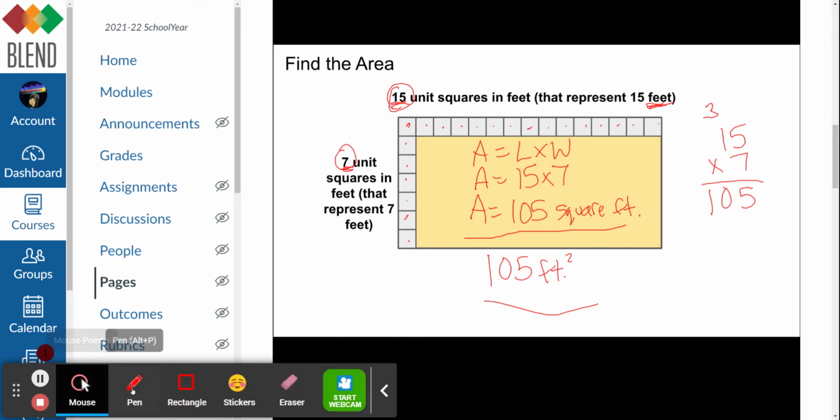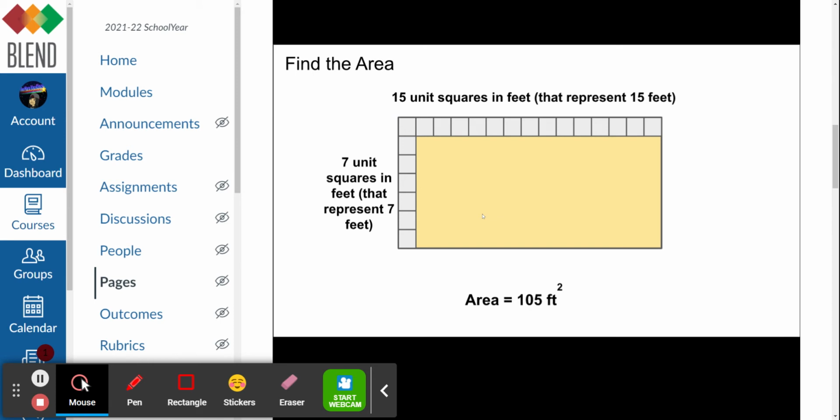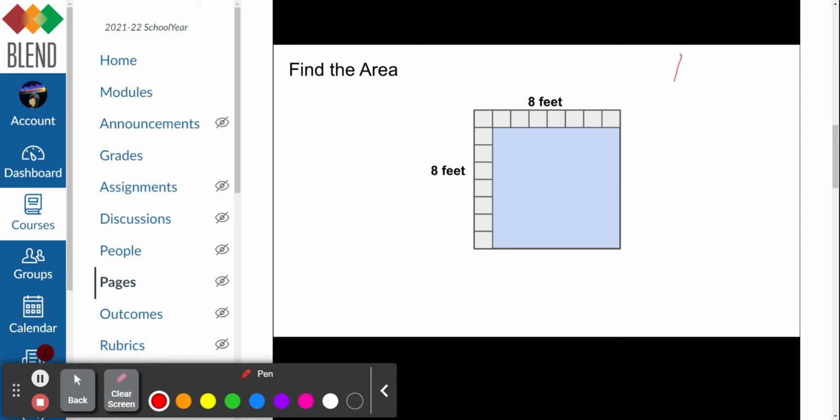Okay, so next is, 105 feet squared. We got that answer. So let's try this one. This one is a square. So our formula is area. Instead of length times width, you could use length times width, but we have a better one.